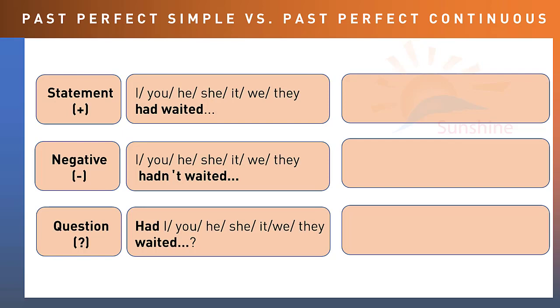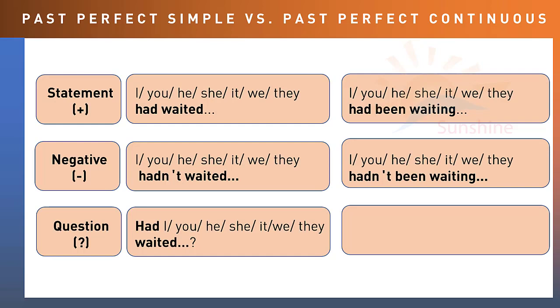Now let's look at the past perfect continuous. To make a positive statement, we use the subject, had been, and then the verb plus ing. I had been waiting. To make a negative statement, we use the subject, hadn't or had not, been, and then the verb plus ing. I hadn't been waiting. To make a question, we use had, then the subject, been, and then the verb plus ing. Had I been waiting?